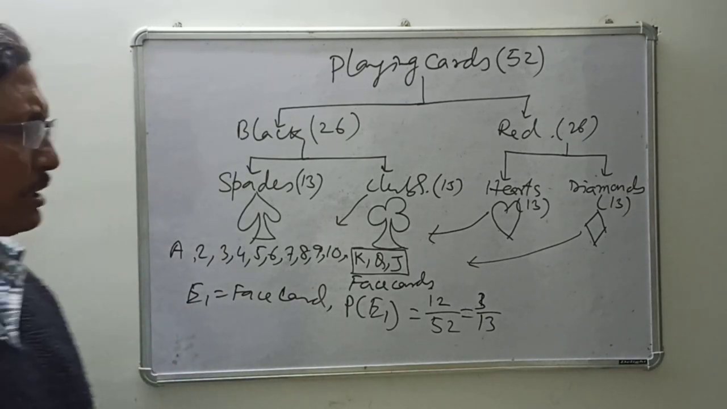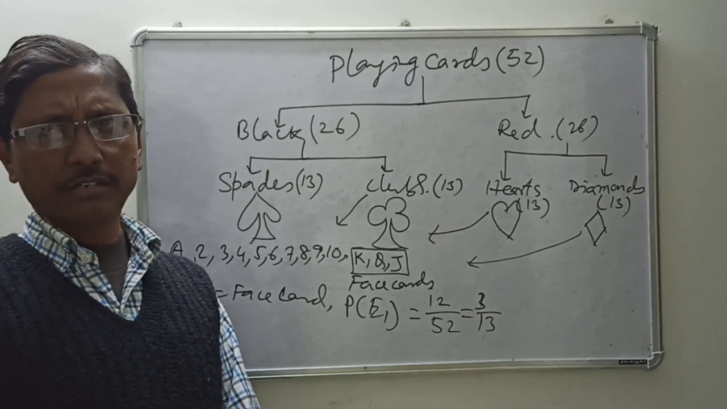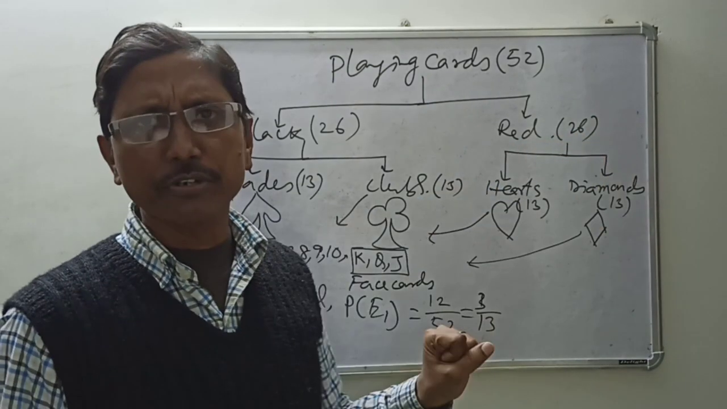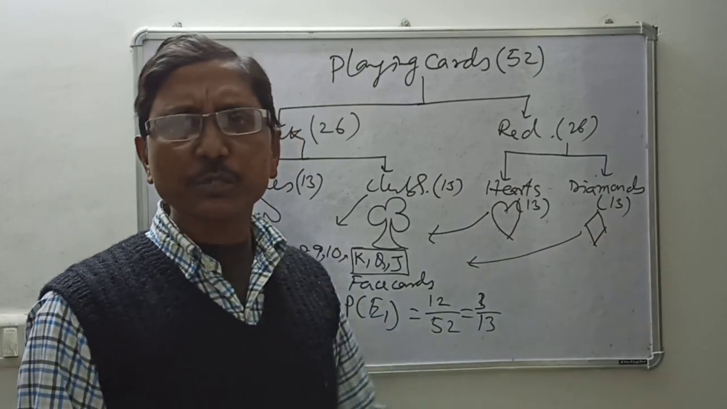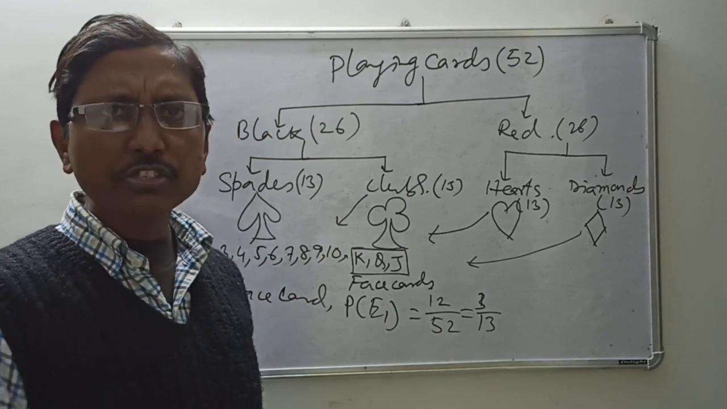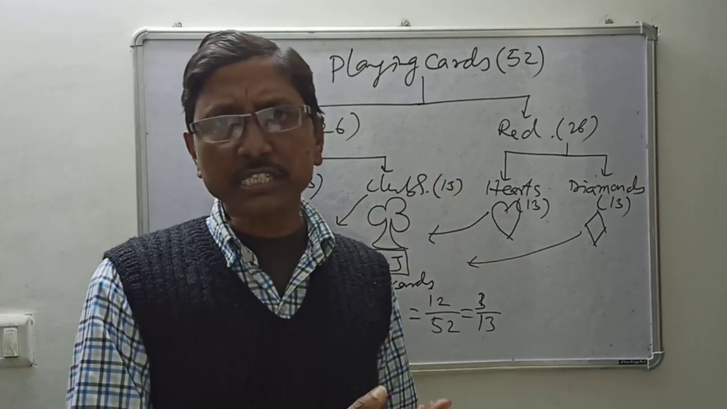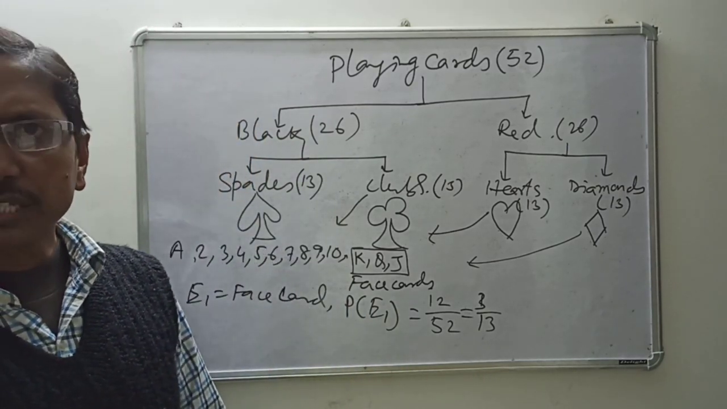But if I ask you, one card is drawn, what will be the probability of getting a red face card? Red face card means face card of the hearts and face card of the diamond. That means 3, 3, 6. So 6 by 52. If we ask you to find the probability of getting a face card of hearts, it will be 3 by 52.